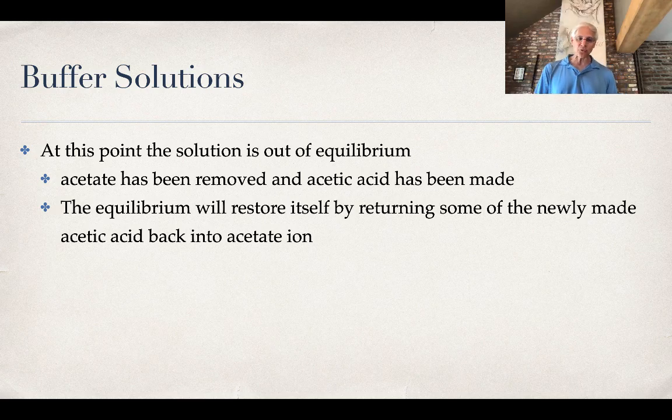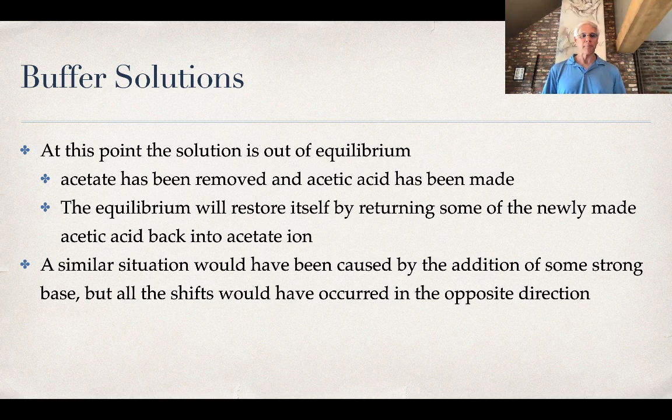The acid drove the reaction in the reverse direction, and then when all that acid has been consumed, equilibrium is going to drive it forward once more. Had I added some strong base, just the opposite would have happened. The strong base would have reacted with the strongest acid, the acetic acid. That would have shifted the reaction in the forward direction, and then equilibrium would have driven it back.